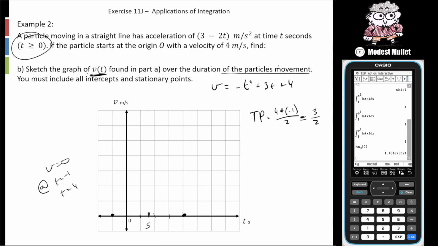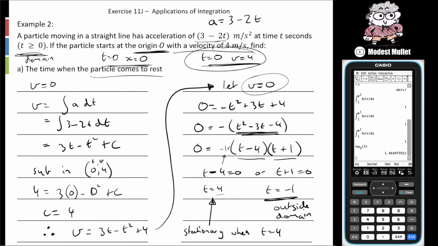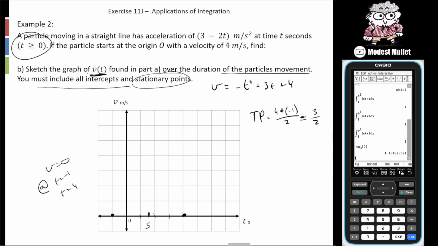Because we're asked to find, must include all intercepts and stationary points. Another bit of information we had, before I put in this turning point, was this one here. When time is equal to 0, v is equal to 4. So straight away we can put that on our graph as well. T is 0, velocity is 4. So we've got that point there, 0, 4.